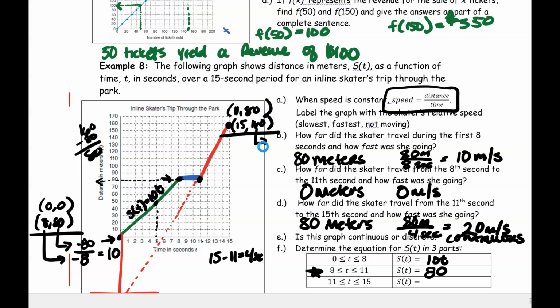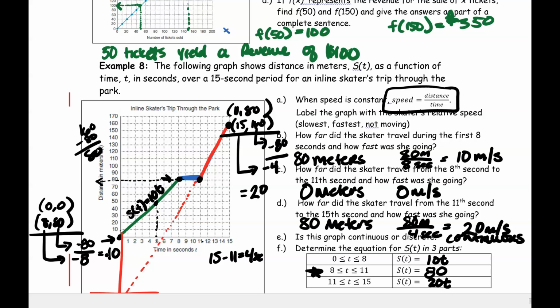And so I'm going to find the slope for those. I'm going to subtract the y's. 80 minus 160 is negative 80. 11 minus 15, I'm going to put that on the bottom because remember the y is on top. So 11 minus 15 is negative 4. Negative 80 divided by negative 4 is a positive 20. So we know the slope, y equals mx plus b, so 20t is going to start there. But I need to know my y-intercept.